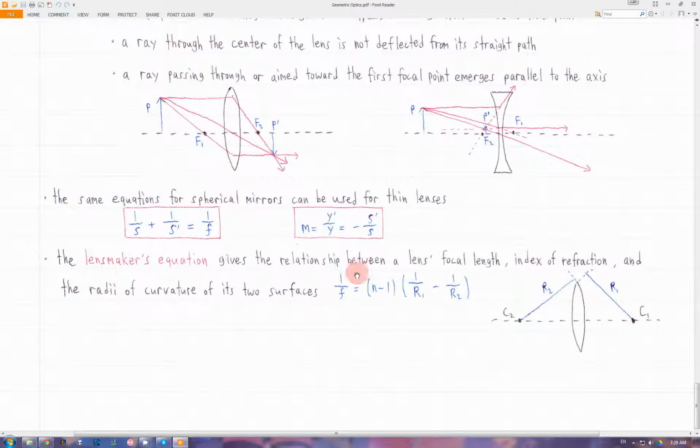So we have one more thing, the lens maker equation. This is going to give the relationship between a lens's focal length, its index of refraction (remember, they're usually made out of glass, so they have a different index of refraction than the air), and the two radii of curvature of its two surfaces.